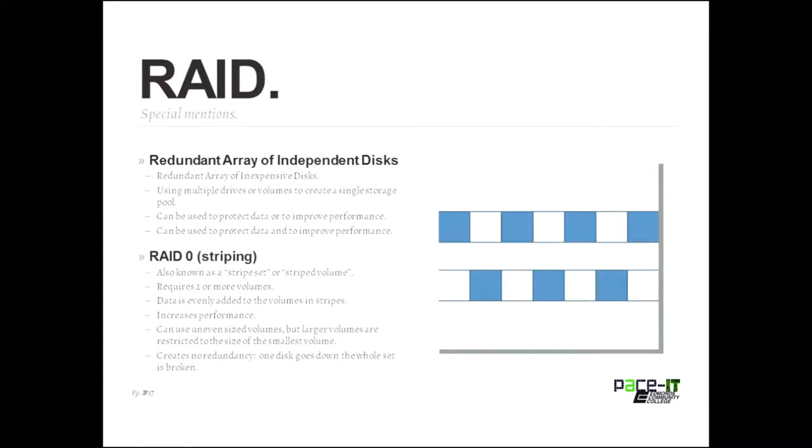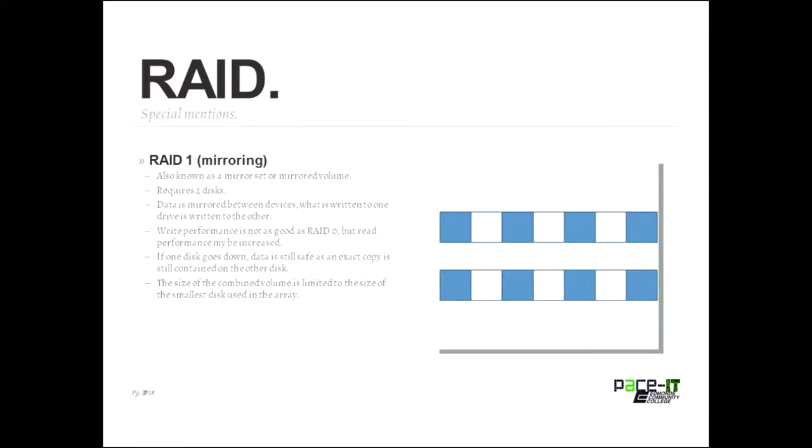You can use uneven sized volumes, but the thing I'll tell you is that if you're using a 50 gigabyte drive and a 100 gigabyte drive, your 100 gigabyte drive is cut down to 50 gigabytes. The problem with RAID 0 is it does not create any redundancy, which means that if one disk goes down, the whole set is broken and you need to start over. And that's not a good thing.